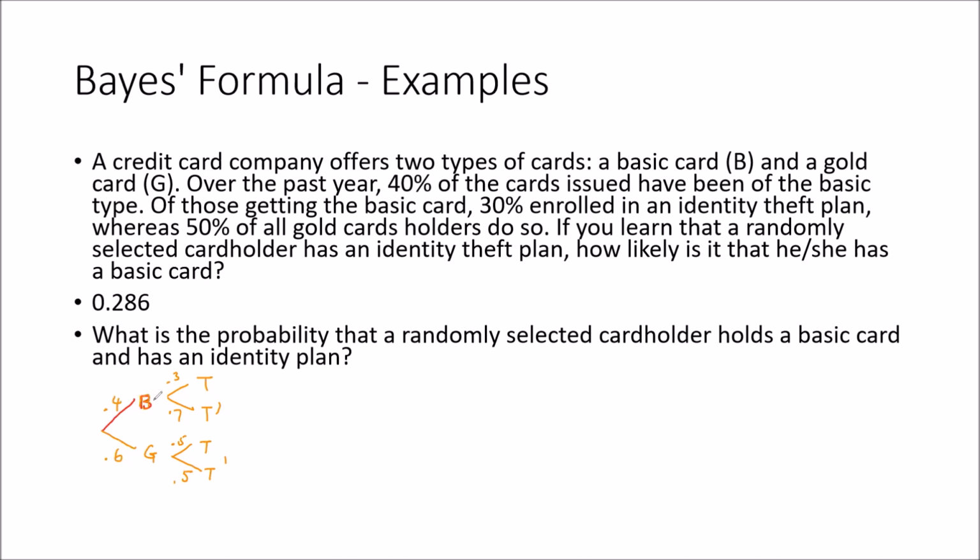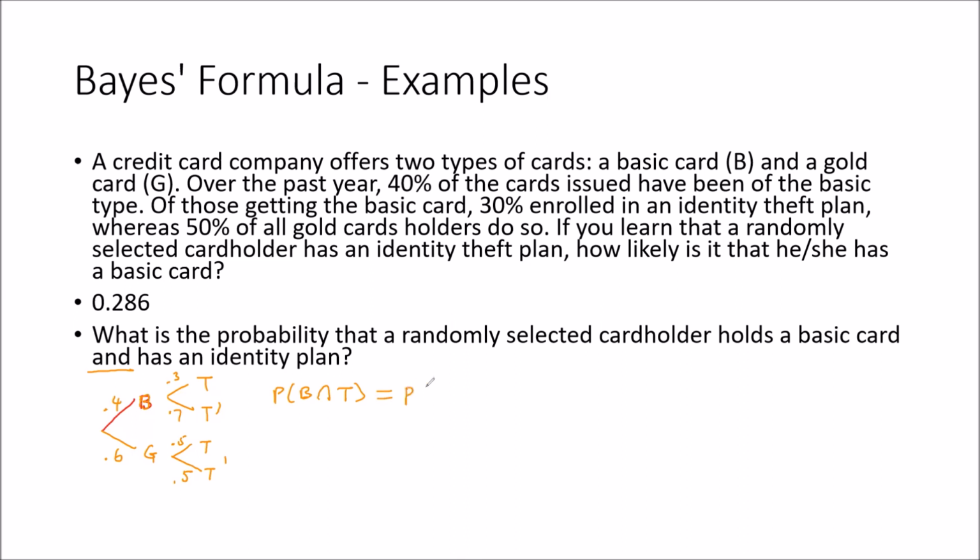Now I'm asking you to find the probability that a randomly selected card holder holds a basic card and has an identity theft plan. So ask yourself, what is this probability? Is the probability conditional or not? The keyword here is "and," and "and" means the intersection. It's the probability of a basic card intersect with T, having an identity theft plan. It's not a conditional probability, so you really should not use a Bayes rule. This is the probability of an intersection.